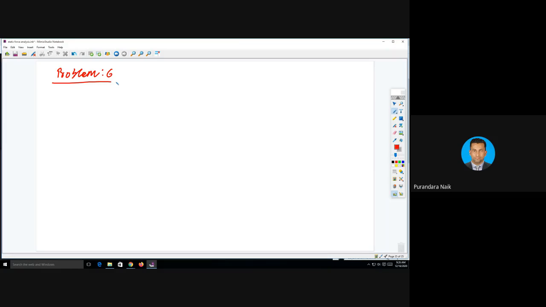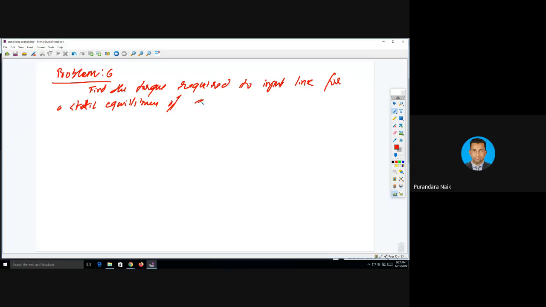Okay, next, problem number 6. Write down. Find the torque required to input link for static equilibrium of a given mechanism as shown in the figure.